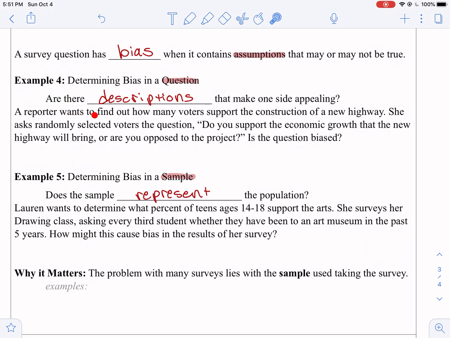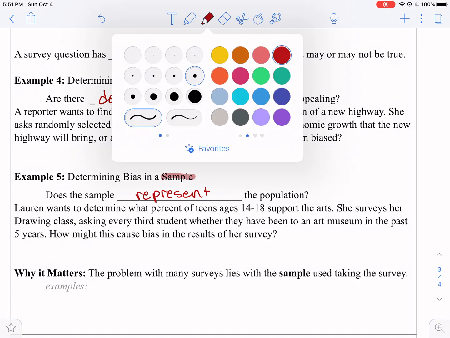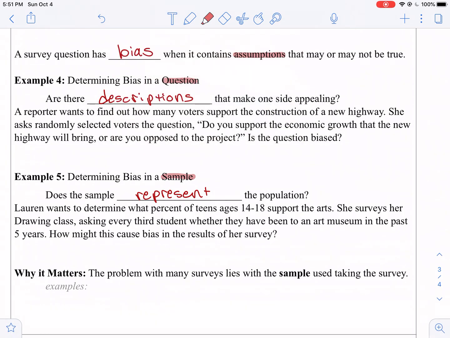You have a reporter, and she wants to find out how many voters support the construction of a new highway. She randomly selected voters and then asked them, do you support the economic growth that the new highway will bring? Or are you opposed to the project? This question is biased because clearly you know that she supports it. She's got the economic growth. All right, that's cool. That's a good thing to have. Or are you opposed to the project?